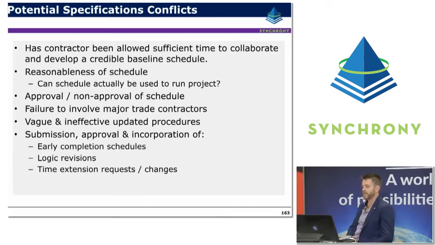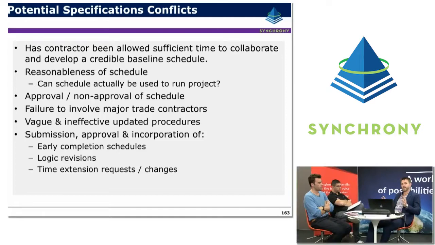So one of the typical elements is, has the contractor been allowed sufficient time to collaborate and develop a credible baseline schedule? This is a really common one. As we mentioned earlier, developing that baseline is a fairly slow and thoughtful process, and it's one that you really don't want teams rushing too much. As much as possible, you want a really robust, optimised schedule, so that once that's locked in, the team have a good plan to work to, and any deviations are going to be meaningful. They're not just going to be deviations because the original plan wasn't really thought through properly.